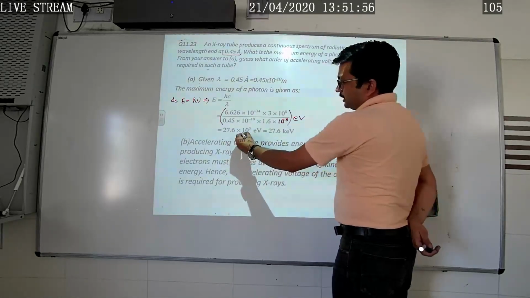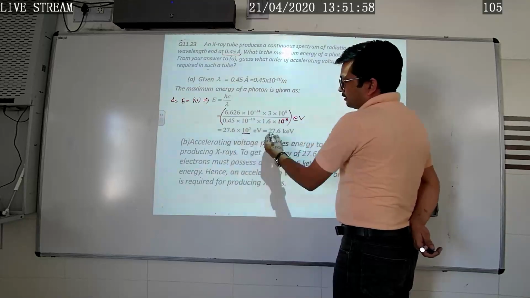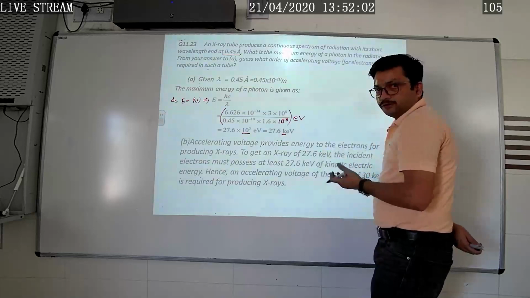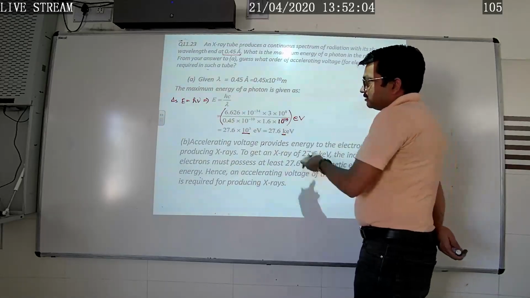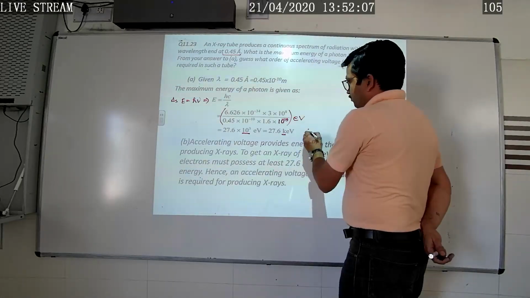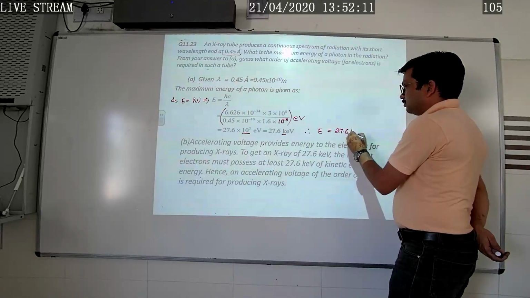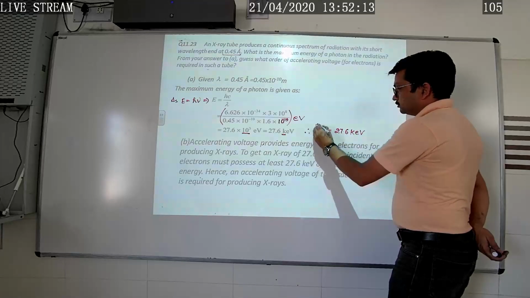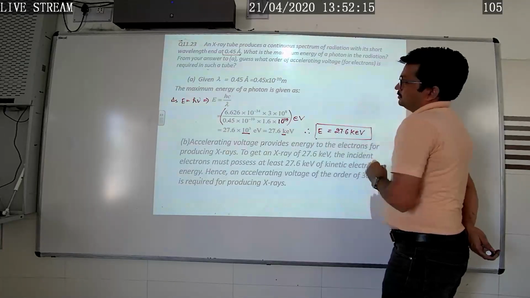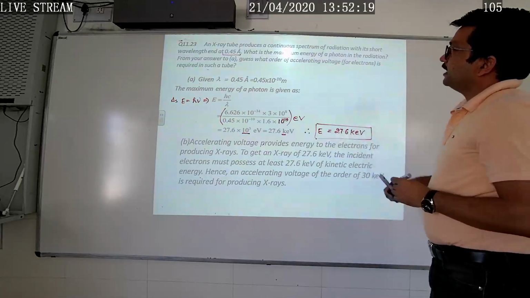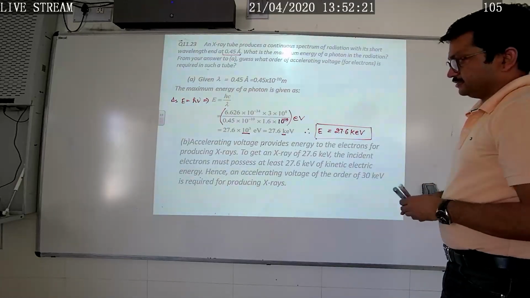This 10 to the power 3 can be written in the form of kilo, because 1 kilo is equal to 10 to the power 3. So therefore we got the energy equal to 27.6 kilo electron volt. So this is our required answer, which is asked. What is the maximum energy of the photon in the radiation?